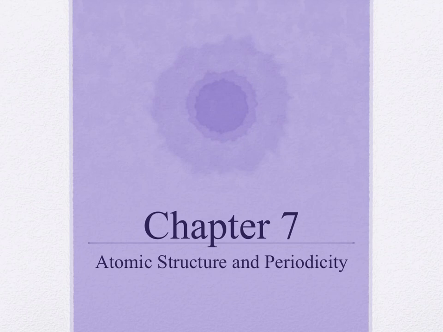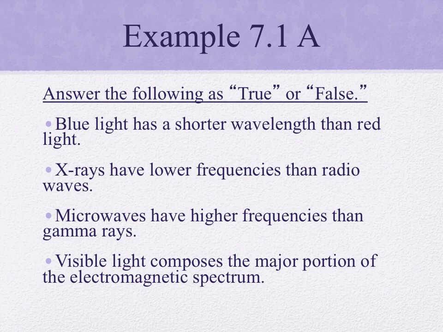We're finally going to get into atomic structure in Chapter 7, and to do that we have to take a brief stint into the electromagnetic spectrum, because we study structure by looking at how it interacts with light, amongst other things. So a little bit about the electromagnetic spectrum here.